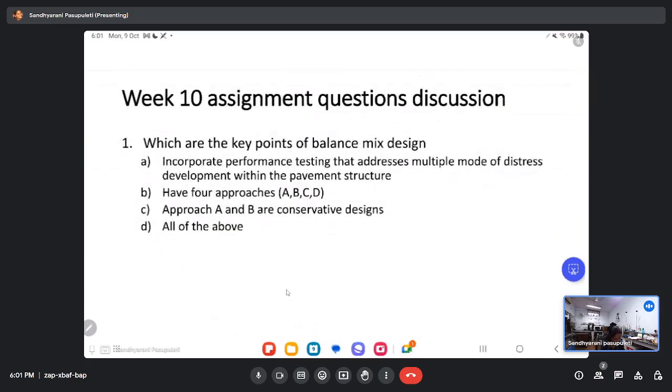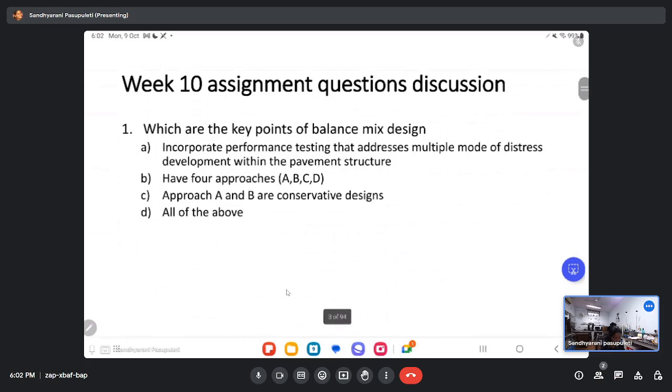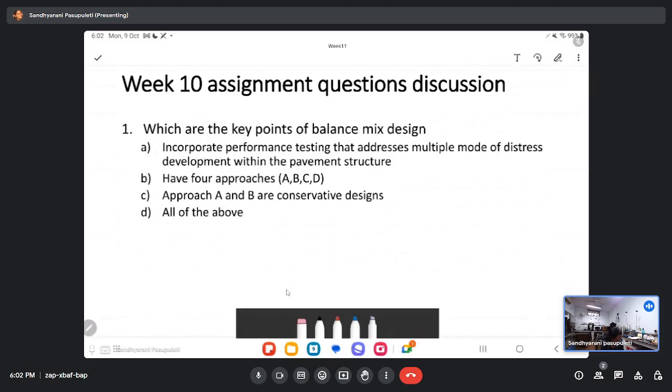Week 10 assignment questions. In the first question, it was asked which are the key points of balanced mix design. We know that we have four approaches in the balanced mix design. So what are the key points of that? Here the first option says to incorporate performance testing that addresses multiple modes of distress development within the pavement structure. Yes, we already have the Marshall mix design. So in addition to that, we wanted to incorporate the performance testing. So this is one of the key points.